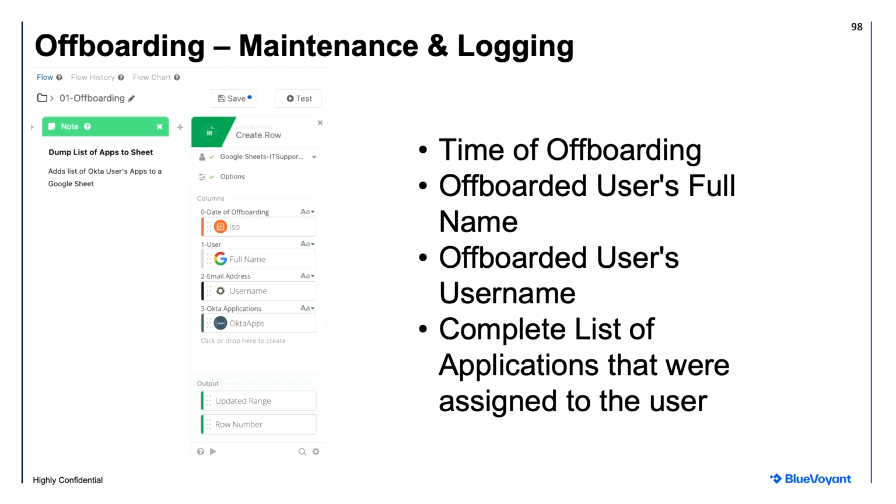We actually have two Google Sheets that it outputs the data to. And the first one will tell us the time, the user's full name, the user's email address, and then any Okta apps that they had access to. So this one is very rarely used, but having the data is usually better than not having the data.